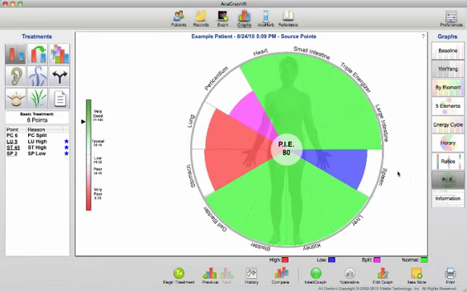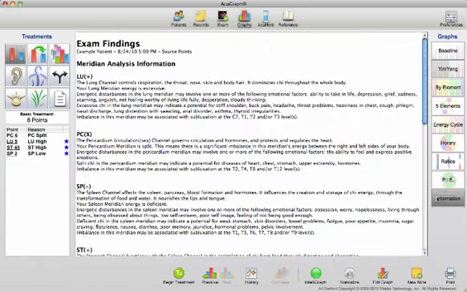The PI score is also color-coded so that each of the slices has its own color based on its imbalance. And the goal, of course, is to have the entire circle green. The ones that are not green are the areas that need to be addressed. It makes it very simple to explain it to your patient. And now the last graph type is the information graph. This is patient-friendly printed information.